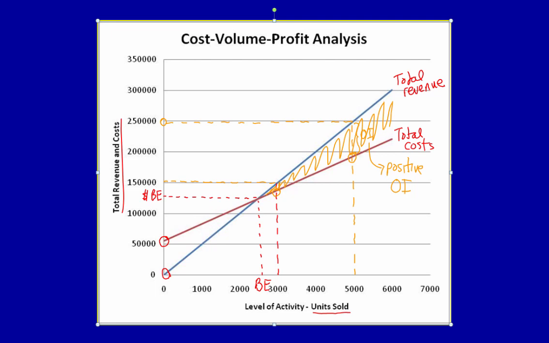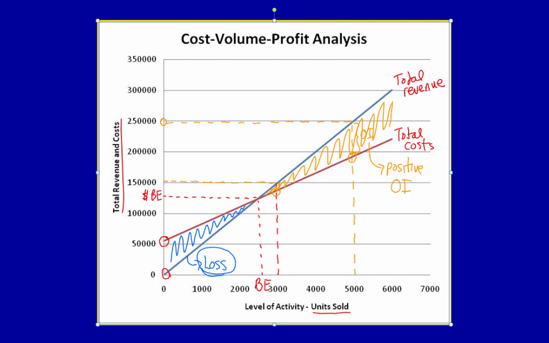What if sales volume was below the break-even point? What would that mean? Any sales volume that is below the break-even point would indicate the company was losing money. Why? Because the red line, which indicates total costs, is higher than the blue line, which indicates total revenue.